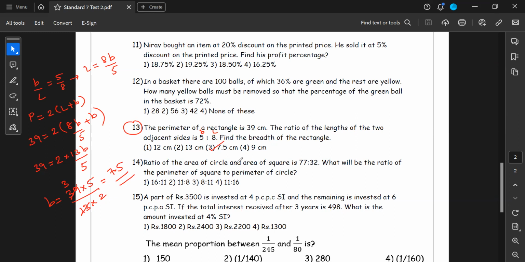Okay. So dear children, with this we have come to the answer. The answer to the 11th question was 18.75, right? Yes, absolutely.